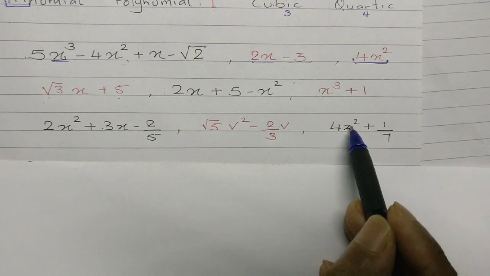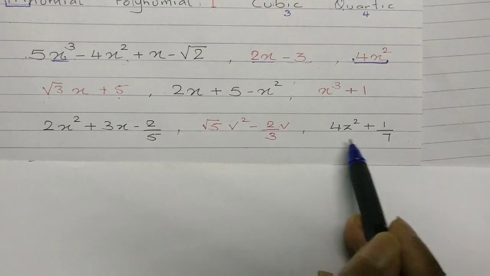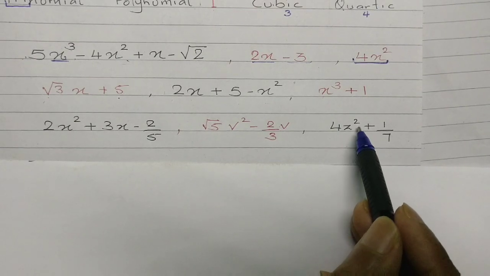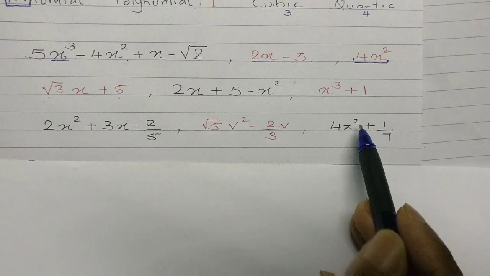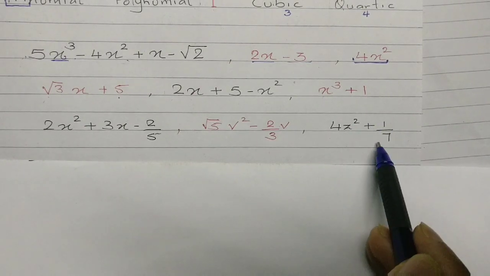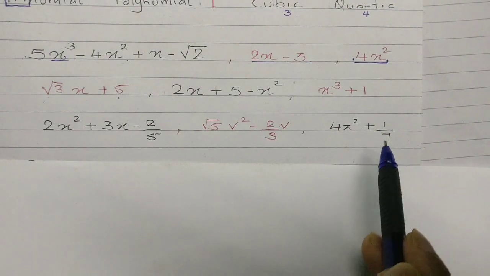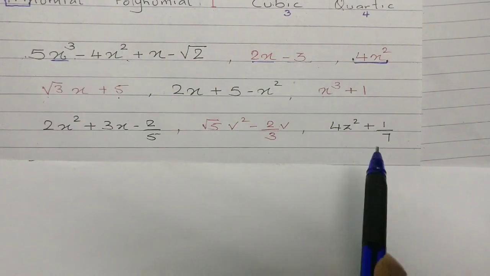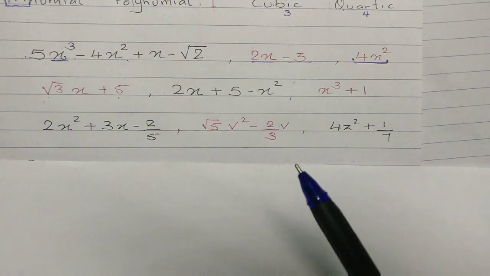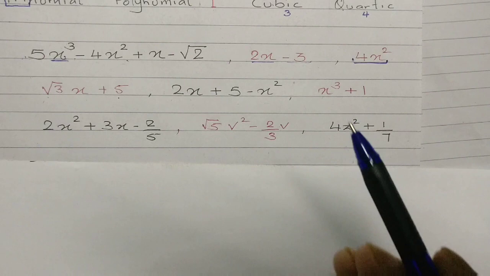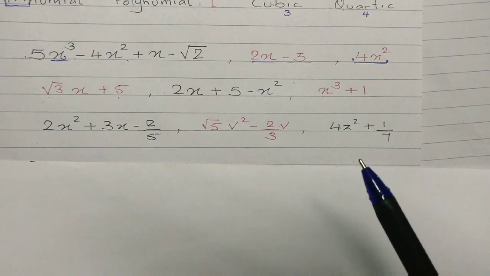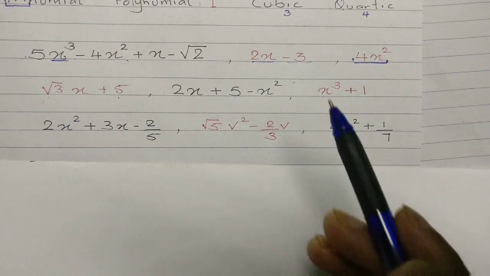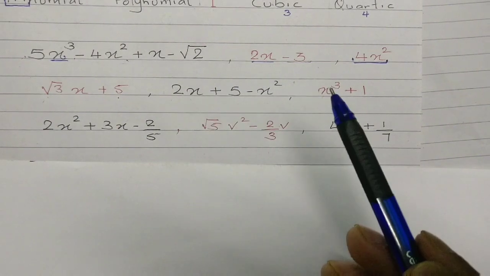Here 4z square plus 1 upon 7. How many terms? 2 terms. Highest degree 2, so it will be called a quadratic polynomial. Based on the terms, it will be called a binomial. I hope this part of the chapter is clear, because this is just the basic of understanding what polynomials are and how they are classified.